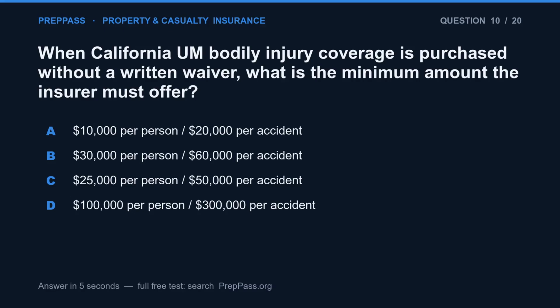Question 10. When California bodily injury coverage is purchased without a written waiver, what is the minimum amount the insurer must offer? A. $10,000 per person / $20,000 per accident. B. $30,000 per person / $60,000 per accident. C. $25,000 per person / $50,000 per accident. D. $100,000 per person / $300,000 per accident.